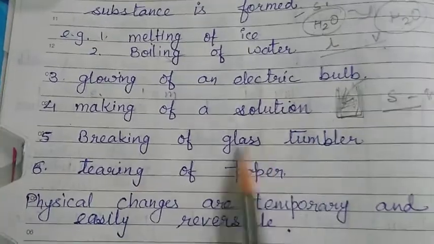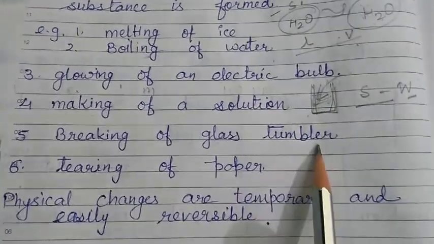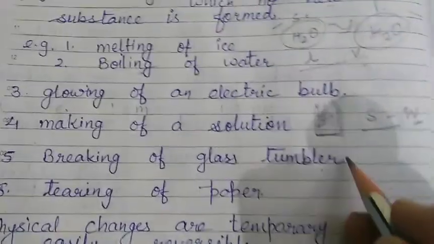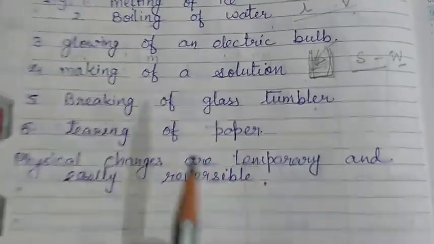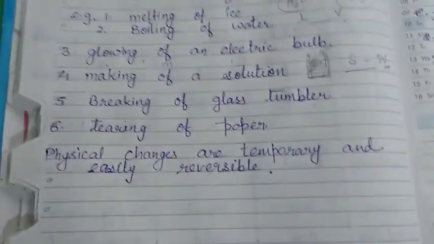Breaking of a glass tumbler. You break a glass tumbler. What will happen? Though the shape is changed, the glass still remains glass. Same with tearing of paper. You have paper, you cut it into 2 pieces or 4 pieces or many other pieces, but the paper as a chemical substance will remain the same. So this is a physical change.